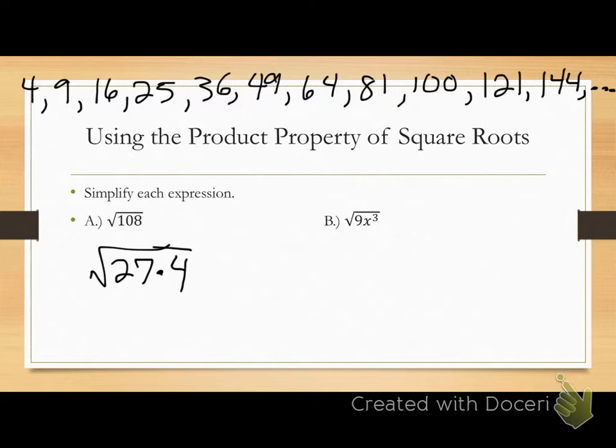I can take the square root of that. Are there any perfect squares that go into 27 though? 9. So I know I have not picked the biggest perfect square. Does that make sense? I want to find the biggest perfect square that goes into 108. 9? 9 times what would give me 108? 12. 9 is a perfect square. Are there any perfect squares that go into 12? No. Yeah, so I still haven't found the biggest perfect square.